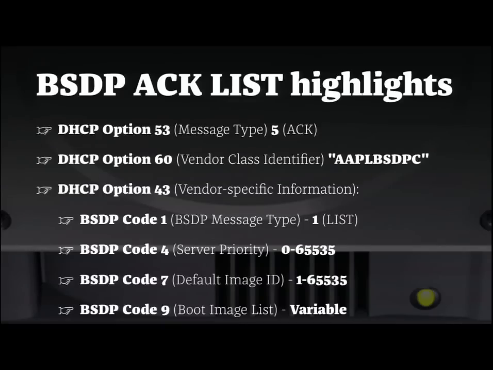The server then comes back with a lot of the same stuff. You'll see here that the DHCP option is now an ACK, acknowledging the list. The vendor class identifier is shorter. This means I am a server, I'm not a client. And then it says, hey, this is an acknowledgement to your list request.